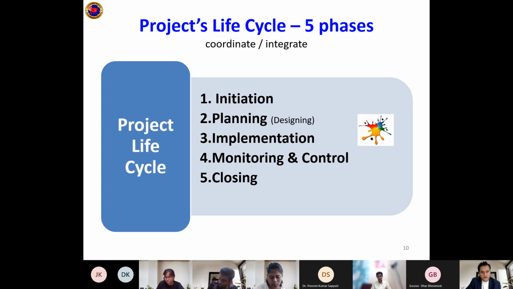Once plans are all done, signed, and sealed, then the third one is called the implementation stage. That means now you really jump in and start building, start delivering the project. So that is the implementation.